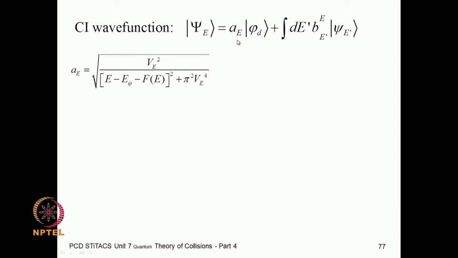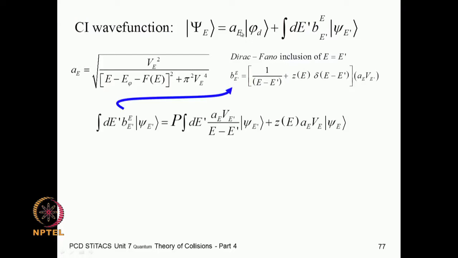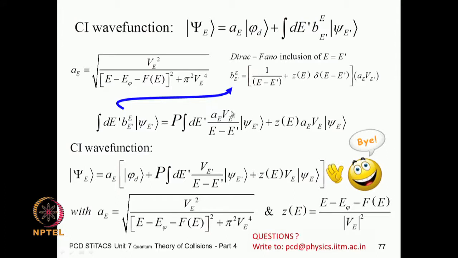So, we now have this, and now we have taken care of the E equal to E prime, and now we get the configuration interaction. We have all the terms. We have the B, this mixing, we have got this coefficient. So, we now get the complete wave function, and in this we make use of the principal value integration as we have done. So, you have the complete configuration interaction wave function, in which you have the A E phi D, which is here, and then you have this piece over here. But because of this Dirac delta integration, you have got only the term corresponding to E prime equal to E, which is why you get this Z E V E psi.